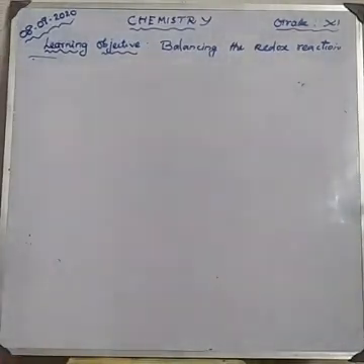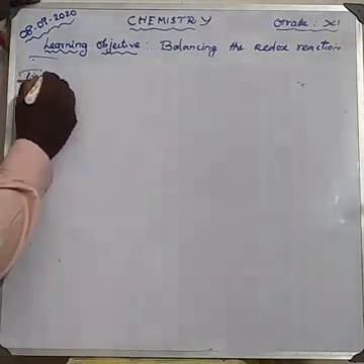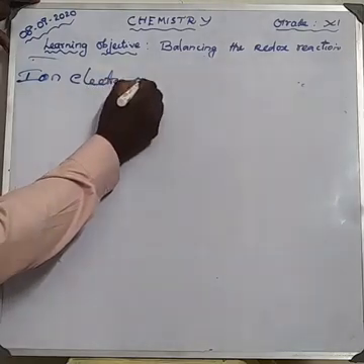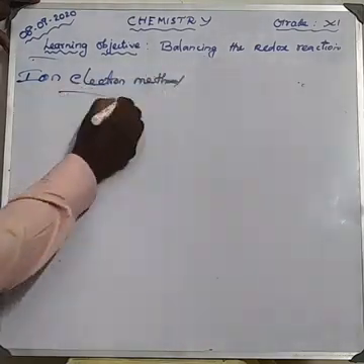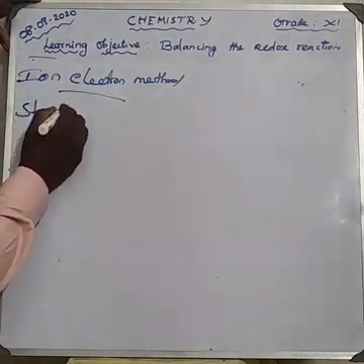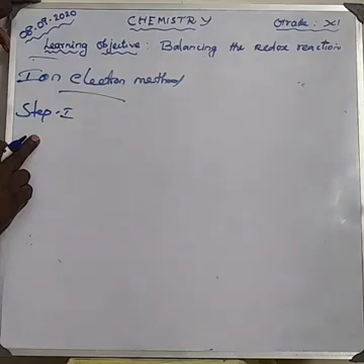Ion electron method. This method is used for ionic redox reactions. Here there are 3 steps. Step 1: find out the reactant which undergoes oxidation and reduction.